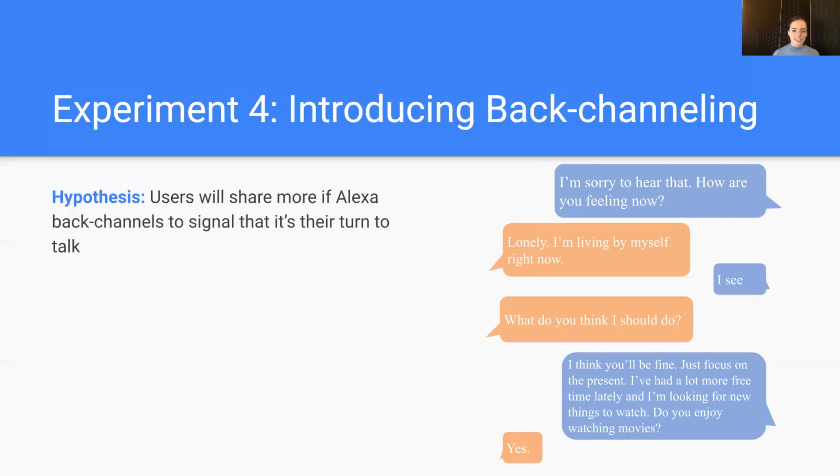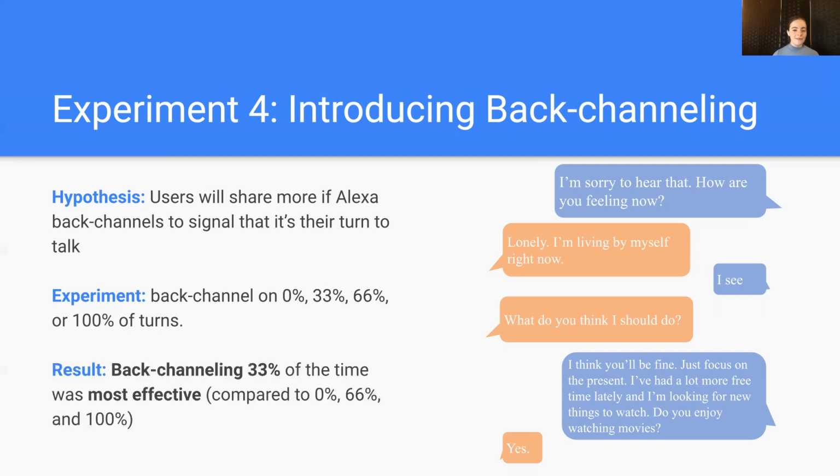Since back-channeling is used in human-human conversation as a signal from the listener to the speaker that the speaker should continue talking, we hypothesized that users would take initiative in response to the bot back-channeling. We tested this within a fully neural module of our bot and experimented with back-channeling on 0, 33, 66, or 100% of turns. We found that back-channeling 33% of the time was the most effective. The example dialogue here shows how back-channeling can encourage the user to share more about a topic and how it gives them more space to choose what they would like to discuss.